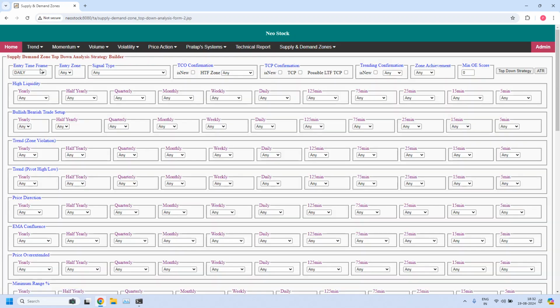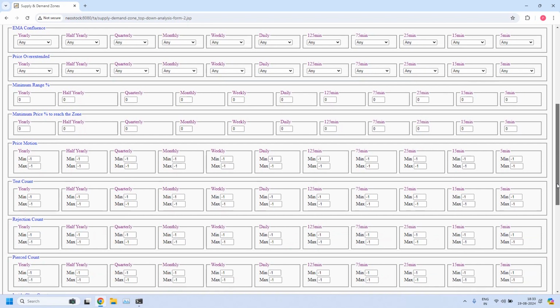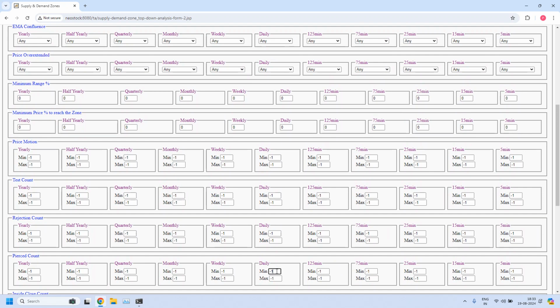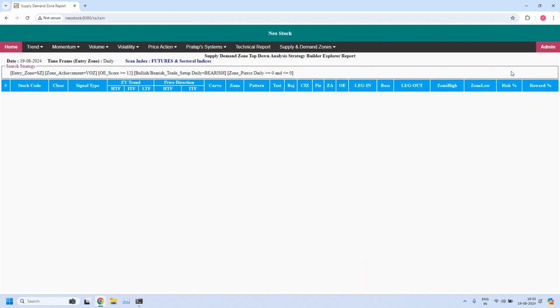Next, the bearish trade setup for the monthly income trade. The entry time frame is daily, the entry zone is a supply zone, and in bullish or bearish for the daily time frame I am selecting bearish. The daily supply zones should not be pierced, so in the pierced count for the daily time frame, minimum value 0, maximum value 0. That means the zone is not pierced. Zone achievement is violated opposing zone, and minimum odd enhancer score is 12. All the 3 filters are applied to the daily supply zone. Let us filter the stocks. Currently we don't have any stocks that support a bearish trade setup for the monthly income trade.